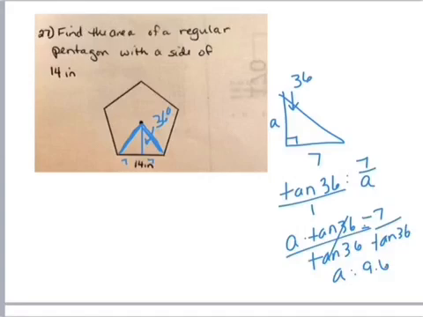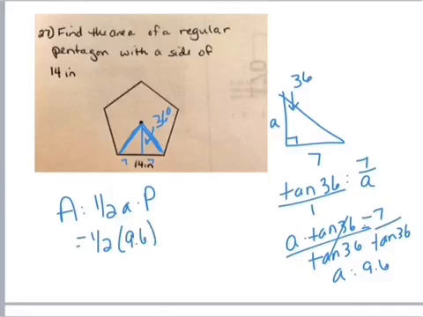And now I can go back to my formula that the area is 1/2 A times perimeter. We now know A is 9.6. And my perimeter was 14 by 5, which is 70. And now just take my calculator and do 0.5 times 9.6 times 70. And we should get a final answer of 336. And that was square inches.